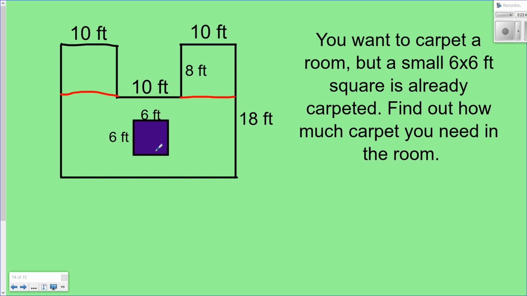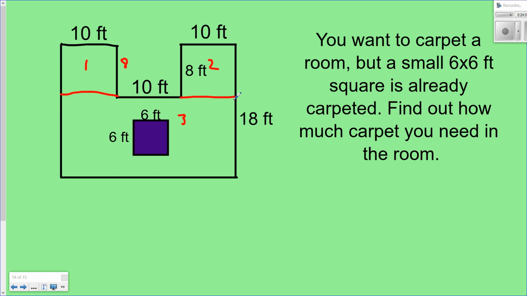We're going to forget about this part that's already carpeted, and we're going to find the area of the whole room first. So we're going to make this 1, this 2, and this 3, and we have to see what we need to know here for side lengths. If I look at these up here, it looks like this is 8 and this is 10. And I'm going to assume this is the same thing, 8 and 10.